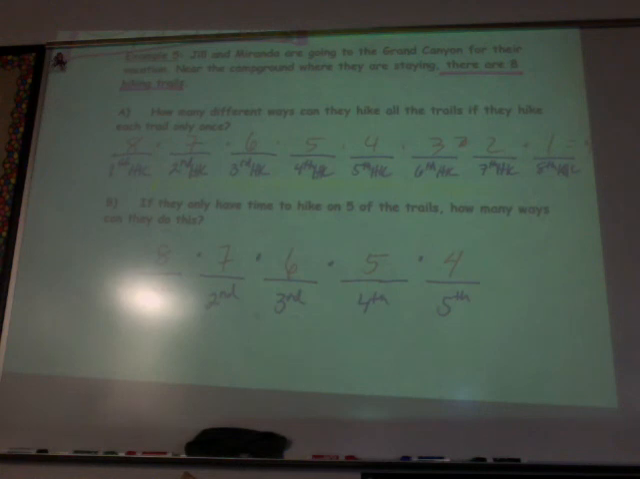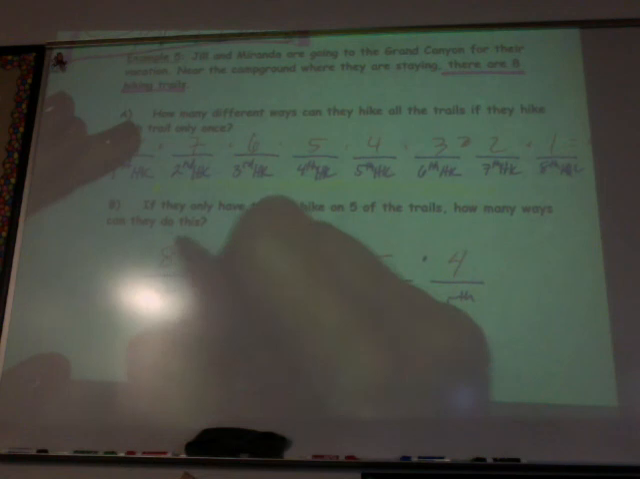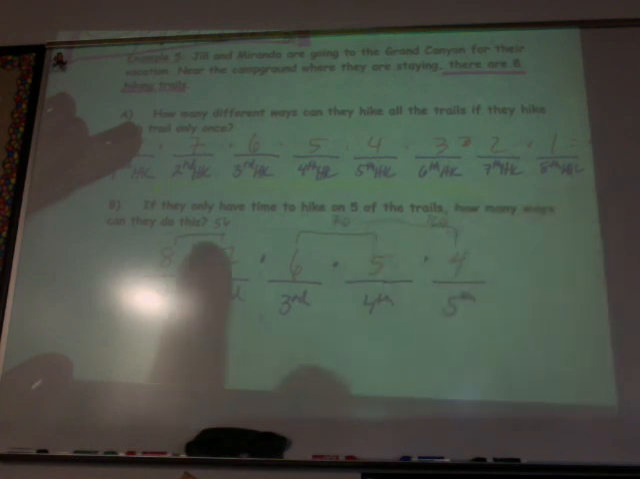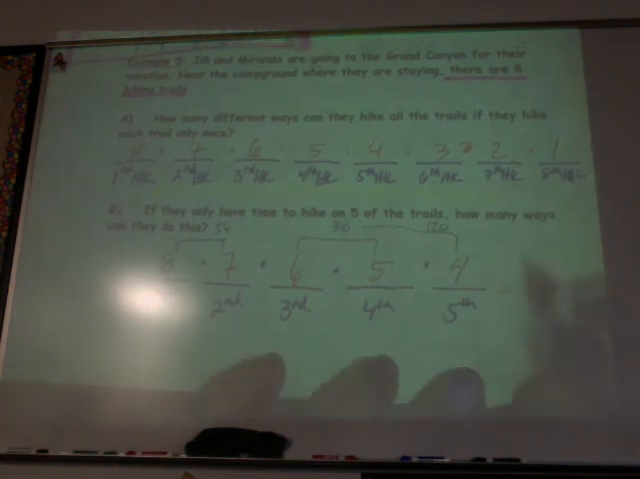Get smart and multiply things that you can multiply easily together. 8 times 7 is 56. Then 6 times 5 is 30, and 30 times 4 is 120. So then all you have to do is 56 times 120. I don't have to have a calculator, and I get 6,720 ways.